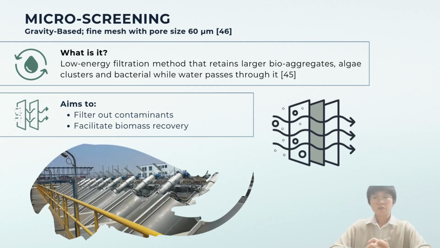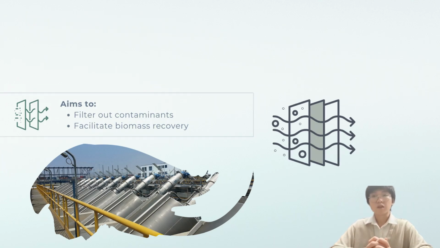As soon as the water passes through the algae microreactor, it will then proceed with the microscreening process, which in our case will be gravity-based, and a fine mesh with a pore size of 60 micrometers will be implemented. In this process, larger bioreactors, algae clusters, and also bacteria will be filtered out as the water passes through it. With this, contaminants can be filtered out, and it can also facilitate biomass recovery.